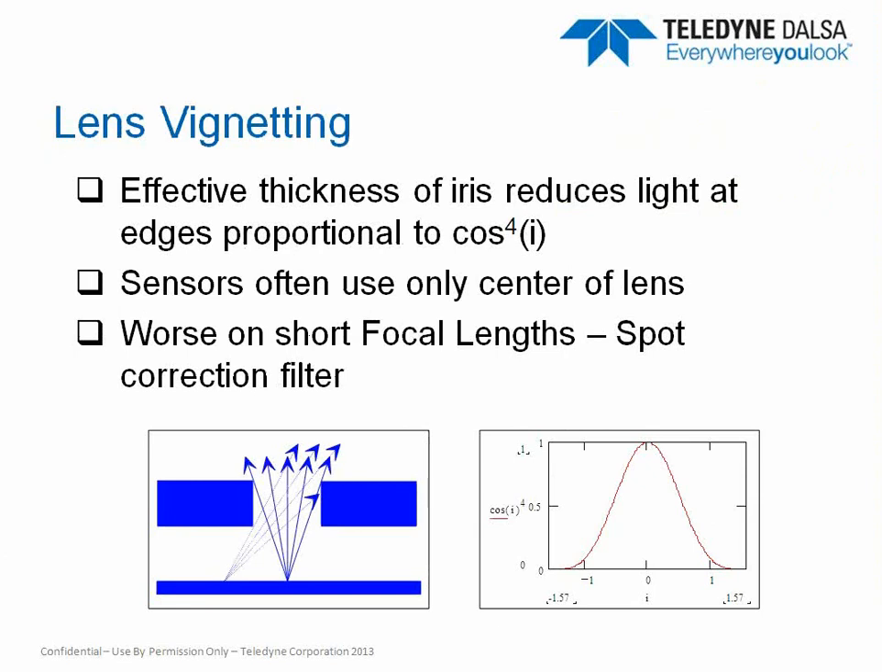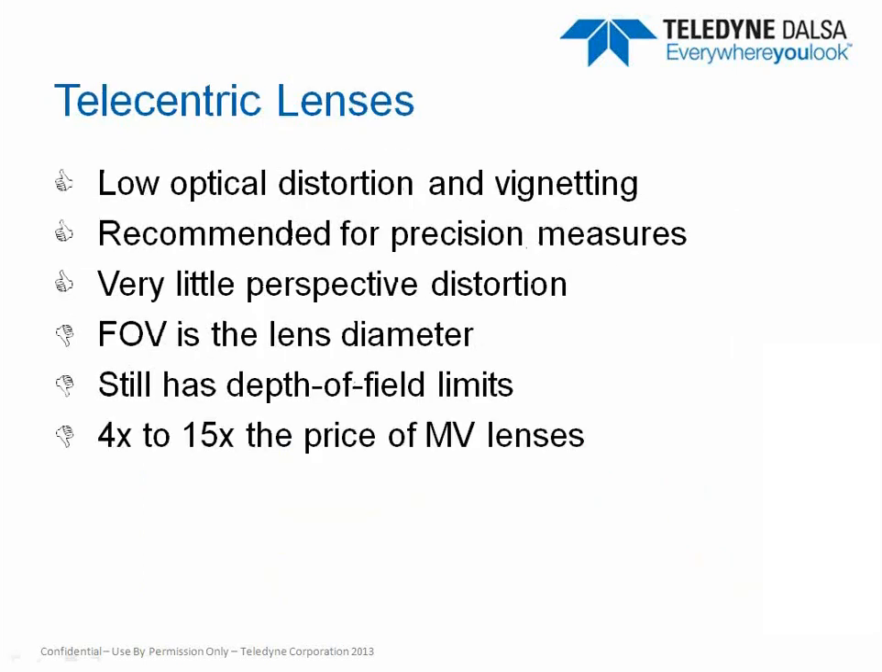Another effect that you have with lensing is vignetting. You know, the iris or the proportional, you get the cosine. So most commercial lenses usually use the center of the lens, so they try to get the most intensity, so you don't have drop off on the outer lenses. And it's worse with shorter focal length lenses, so you have the spot correction.